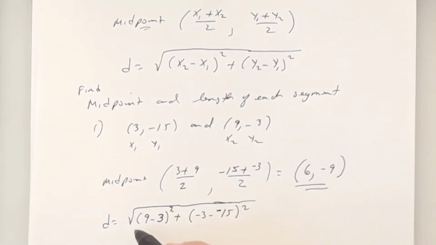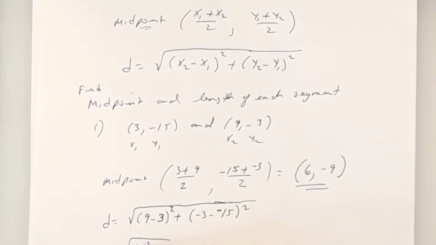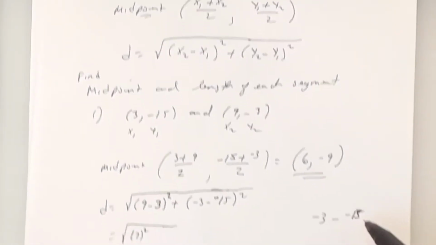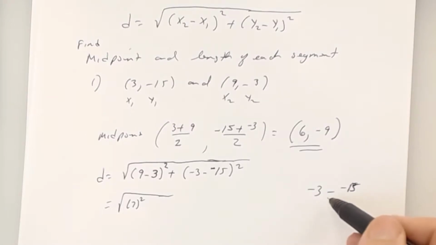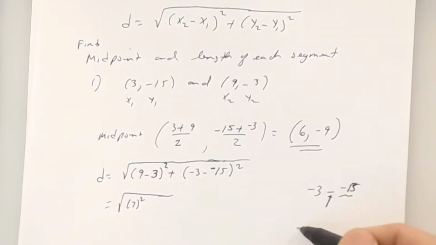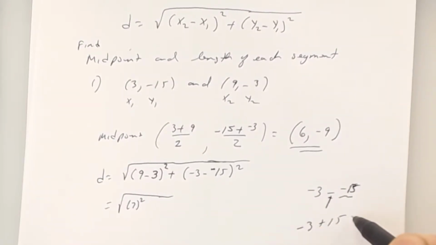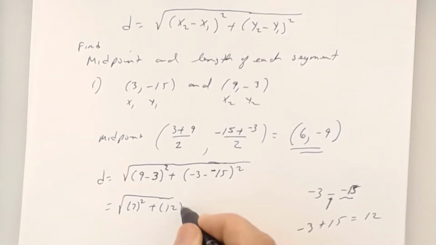Okay, now let's remember something. The first one's easy because what's 9 minus 3? Are we squaring 7? So I'm just going to rewrite it. Now, some of you have an issue with this that I'm writing, negative 15. So remember, when you subtract a negative number, that means the same thing as adding the opposite. So that's negative 3 plus 15. What's negative 3 plus 15? 12. So that's plus 12 squared.